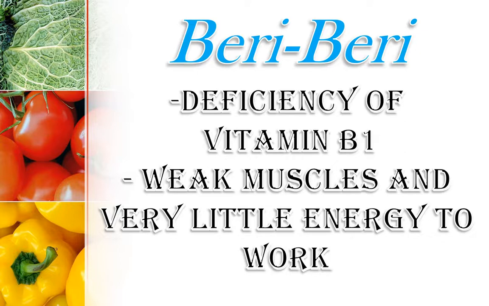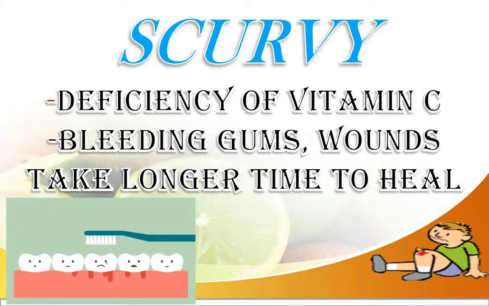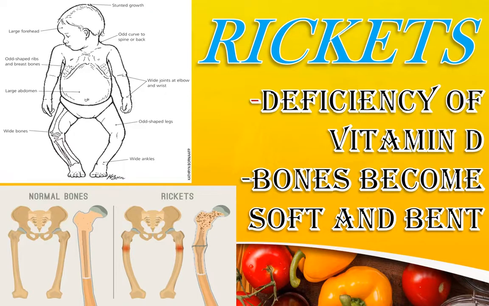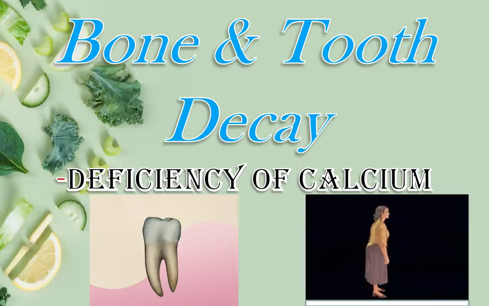Symptoms include weak muscles and very little energy to work. Scurvy. This disease is caused due to the deficiency of vitamin C. The various symptoms are bleeding gums and wounds take longer time to heal. Rickets. Deficiency of vitamin D is responsible for this disease. In this, bones become soft and bent.